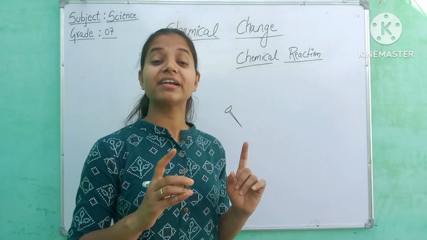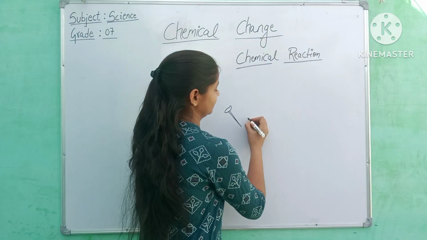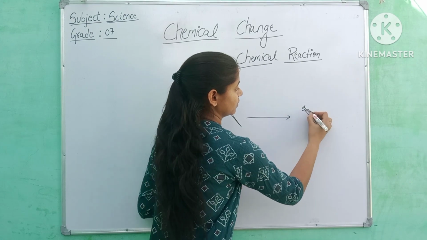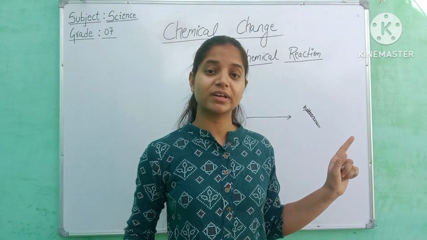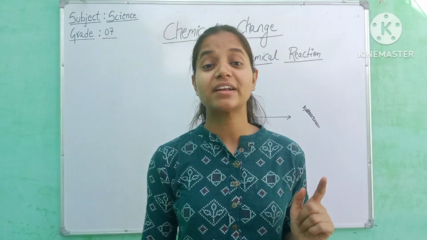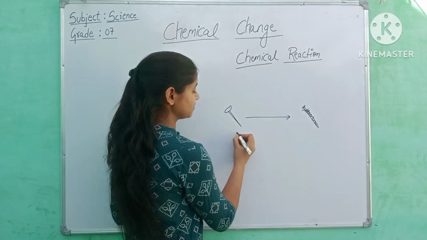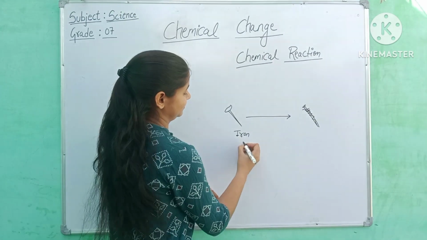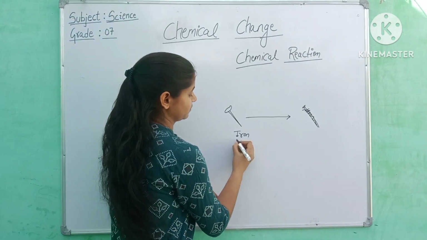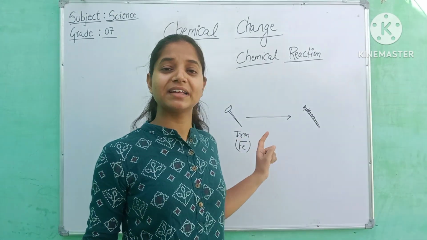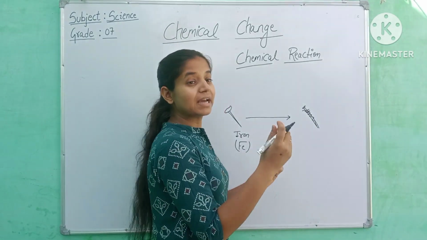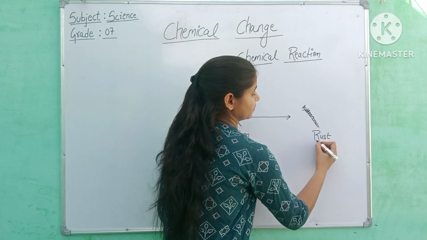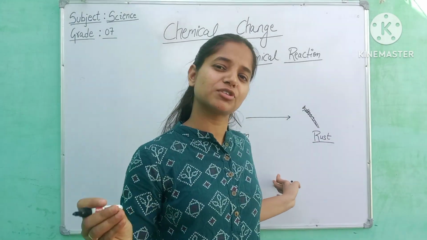A red color covering over it, and that covering is known as rust. This is iron. The formula of iron is Fe. After a few days, if you keep the iron nail on the terrace, it will have rust, a red or brown color covering, which is known as rust.